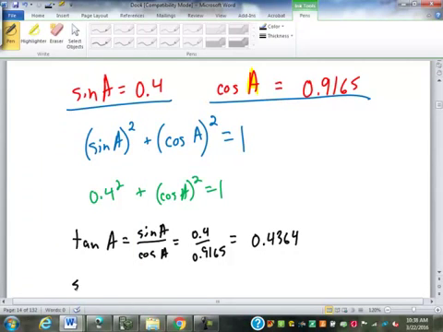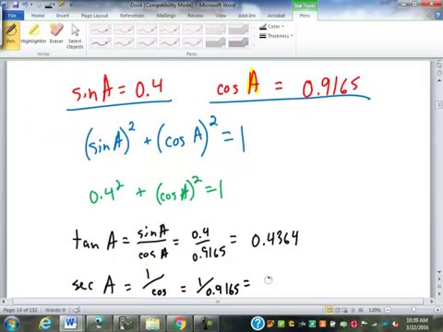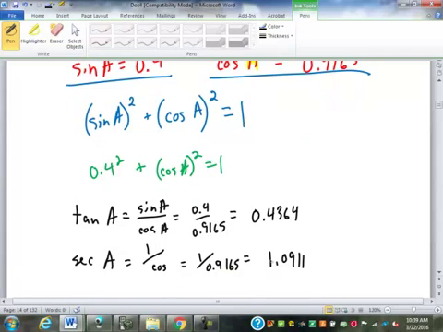What if I asked you for the secant of angle A? Secant would be 1 divided by cosine. So that's 1 divided by 0.9165. That's 1.0911. Questions there? Does that look familiar at all? It was from last Thursday and Friday.